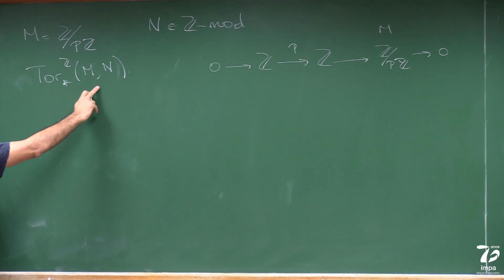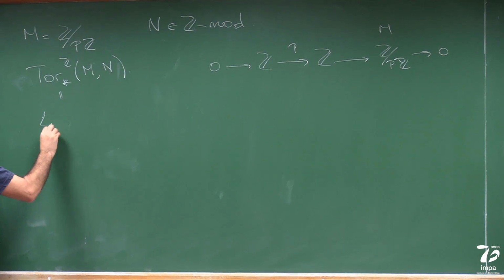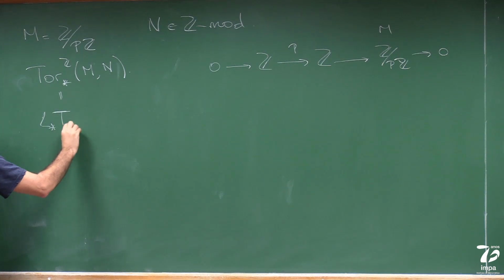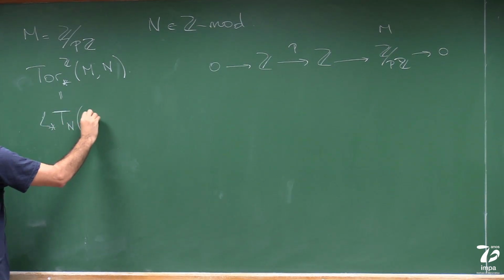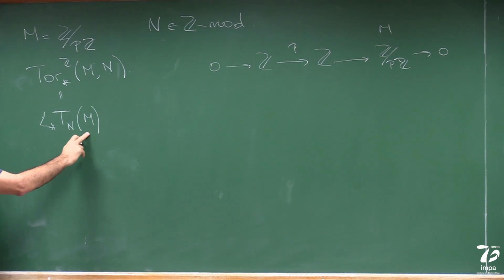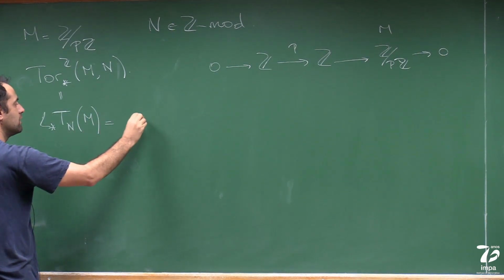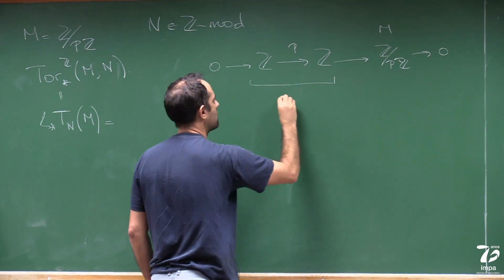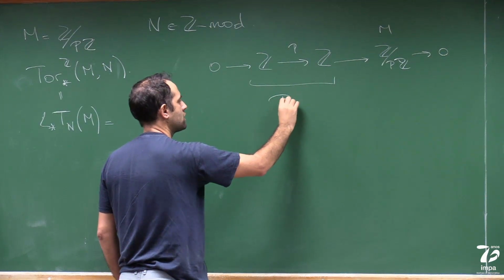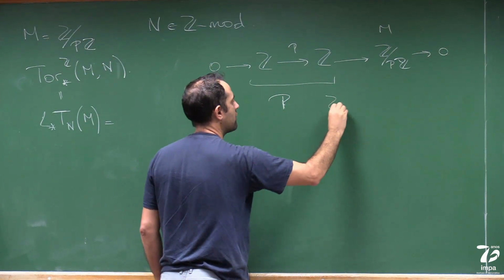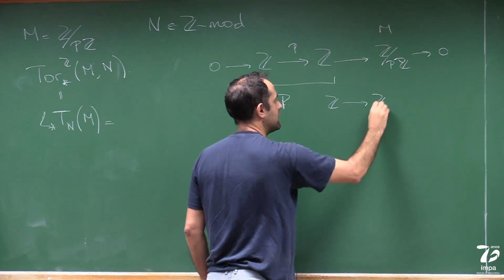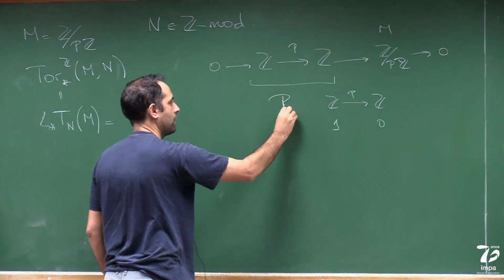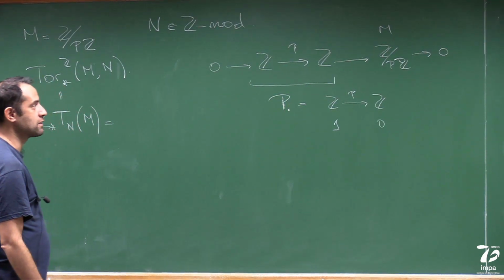So I know that in order to compute this, the left-derived functor of tensoring by N applied to M, by definition, take a projective resolution of M, so that's this guy here. I'm going to look at this complex, and I'm going to call it P. So this complex P has Z in degree 1, Z in degree 0, and the differential in this complex is multiplication by P. So that's the complex P, which is a resolution of M.